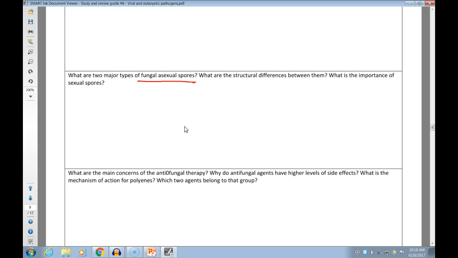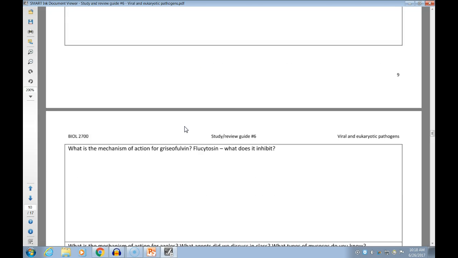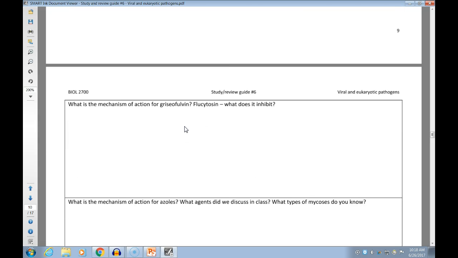Mechanism of action for polyenes: they target membranes. Agents that belong to that group: amphotericin B and nystatin. Griseofulvin: inhibition of microtubule synthesis. Flucytosine inhibits DNA replication. Azoles inhibit ergosterol synthesis. We discussed several; pretty much if the name ends with azole: ketoconazole, fluconazole, clotrimazole, miconazole.